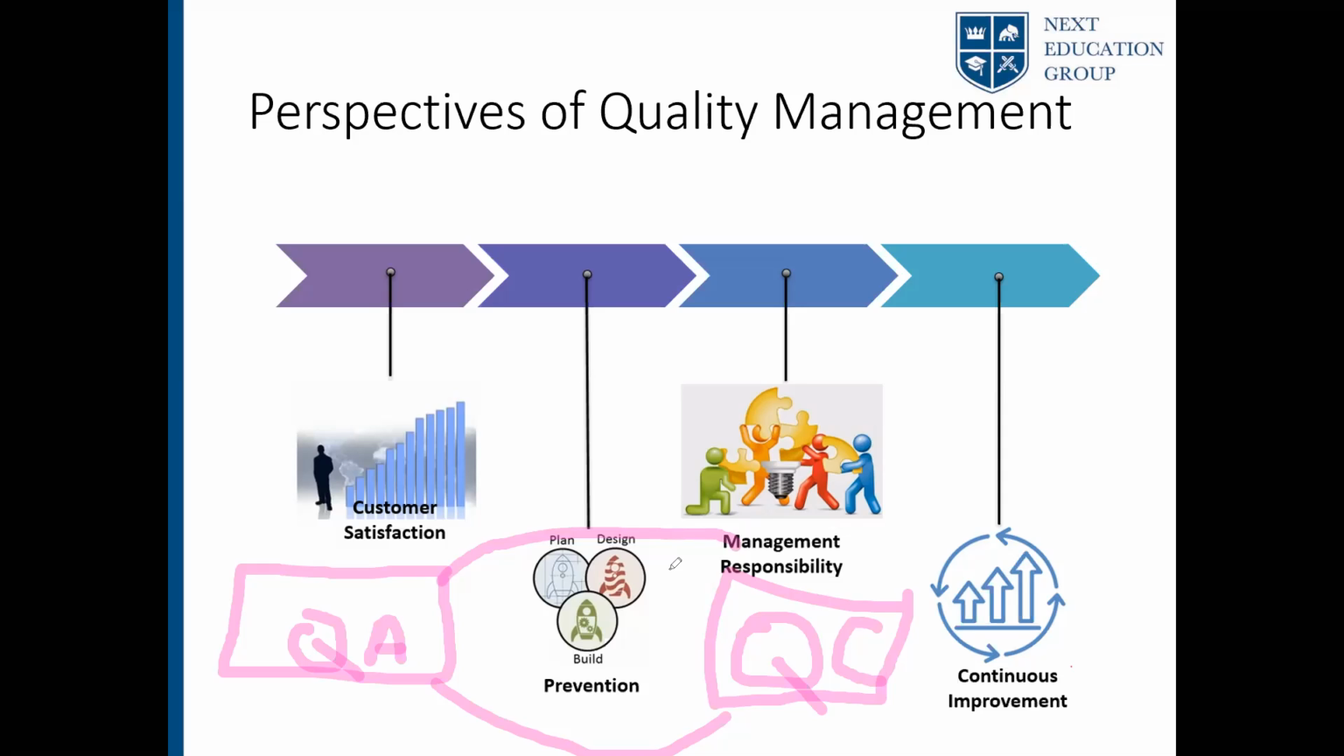Do you guys have any questions with regard to these 4 perspectives of quality management? Is now all clear, or are there any questions? Clear. All right.